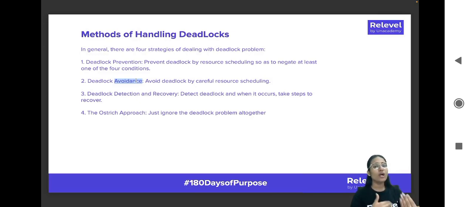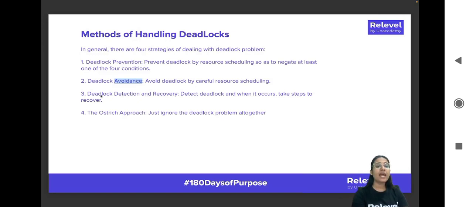That's what I said. You continue allocating the resources to the processes until the system is in an unsafe state, and the moment the system moves into an unsafe state, you simply backtrack. That's what careful resource scheduling is. In other words, the operating system basically reviews each and every allocation so that it doesn't cause a deadlock in the system.